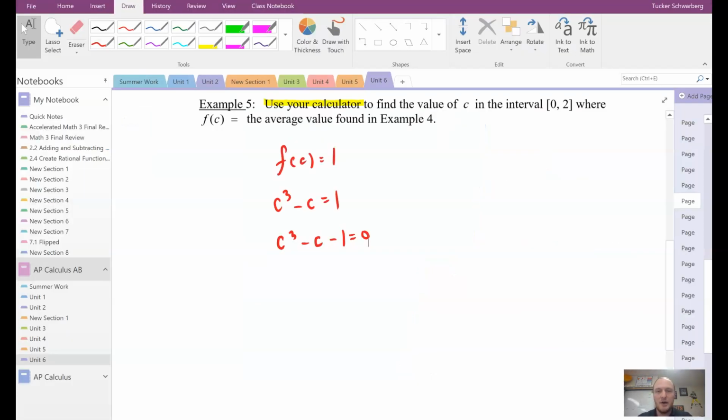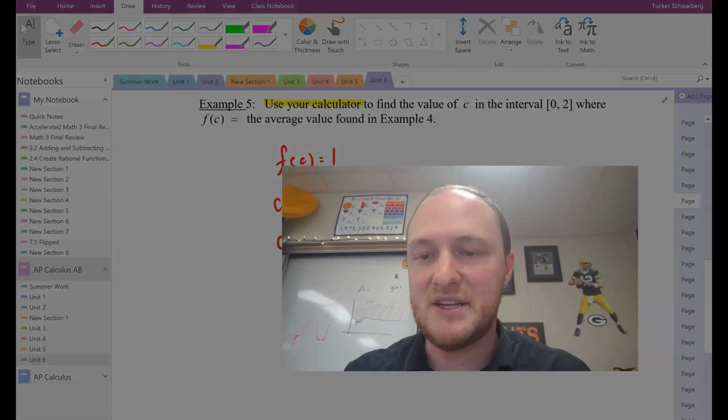So thus, c is approximately 1.325. Okay, there you have it.